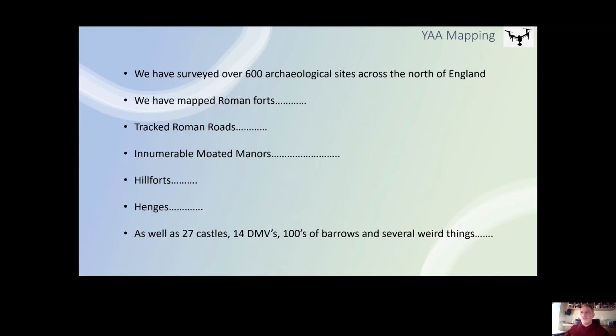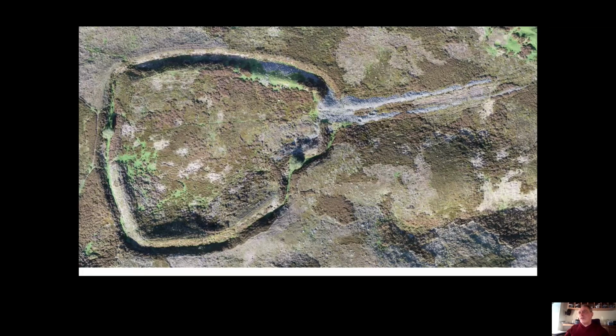We've surveyed over 600 sites across the north of England. The last count: 27 castles, 14 deserted medieval villages, and quite a lot of unusual things. This one is Maiden Castle up near Richmond, and quite a challenge to get. That was the third or fourth attempt to get that photographed because of weather, geography, location, and in one memorable case, I seem to remember being attacked by a flock of grouse.